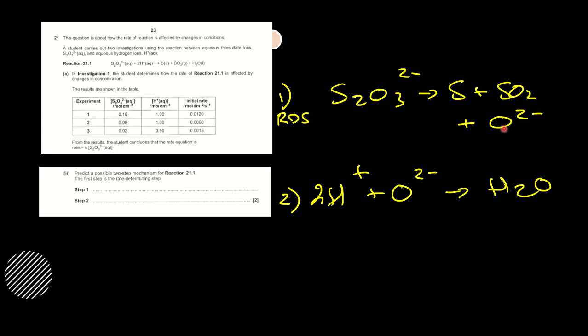In my second step, I have to use up that oxide ion because it's not in the balanced symbol equation, as you can see. There are 2 hydrogen ions in the balanced symbol equation which haven't been used in the rate determining step, so they have to be used in the second fast step. So 2 H pluses plus my O2 minus from my oxide ion up there allows me to make my water. My charges on the left balance out, my charges on the right balance out.